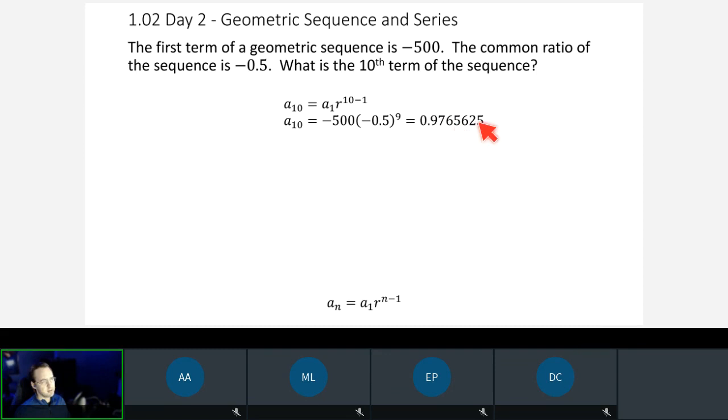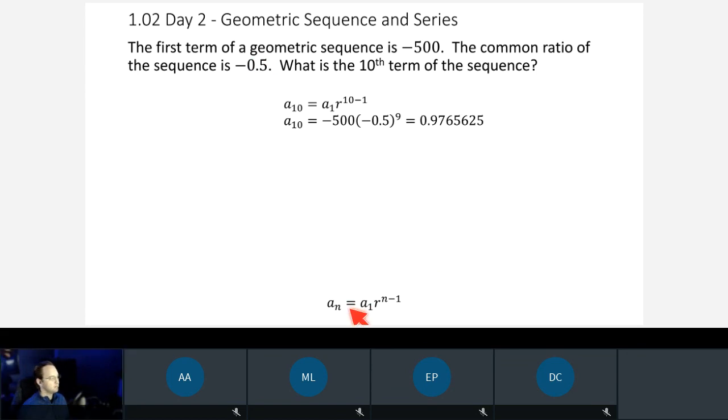Why is my answer in decimal form? Why is it decimal? Because I started with decimal. Yes, people listen to me when I talk in class. The answer is decimal because we started with decimals. If it gives you the common ratio in decimal form, it expects you to write your final answer in decimal form. You know, hint, hint.